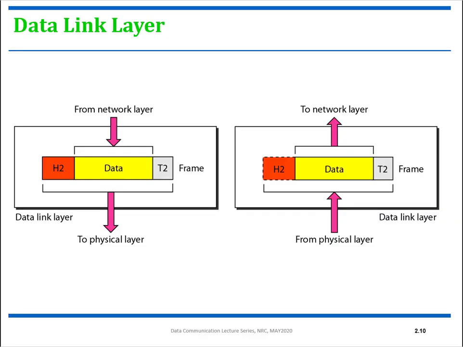Now let's move on to the data link layer. Data is received by the data link layer from the network layer, because the network layer is the layer above the data link layer.